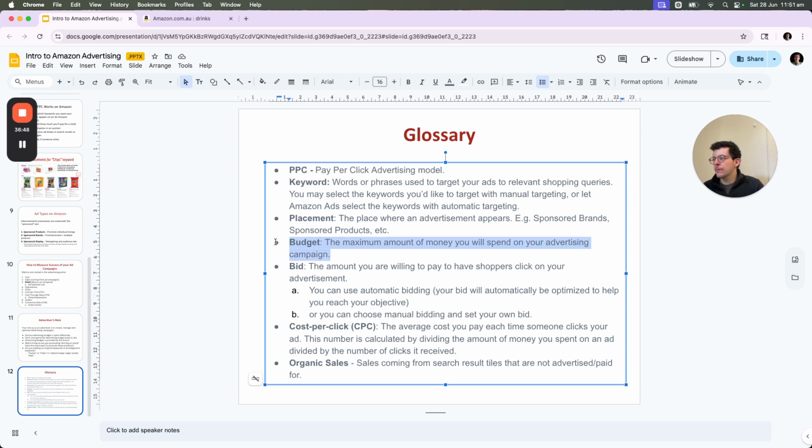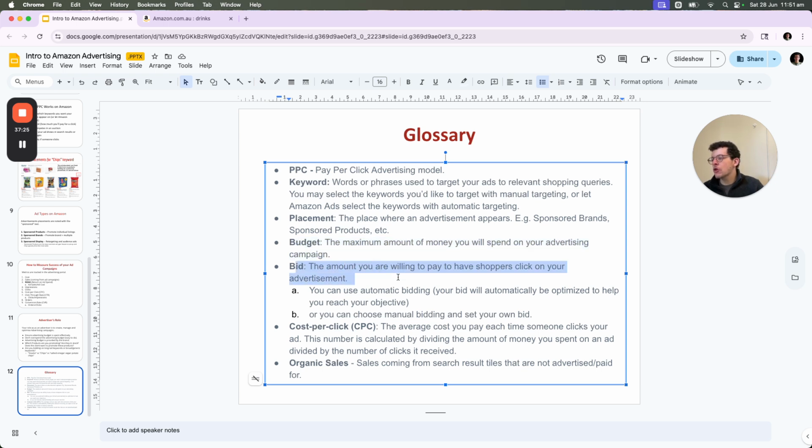So for example, if the client says they want to spend $2,000 per month on their ad campaigns, you set up the ad campaigns with a $2,000 budget. If you've exhausted your entire budget mid-month, usually your ad campaigns will stop mid-month, and then on the first of the next month, they will reset, and you will have $2,000 again to spend for that month. But we'll go through that in a bit more detail in the next videos.